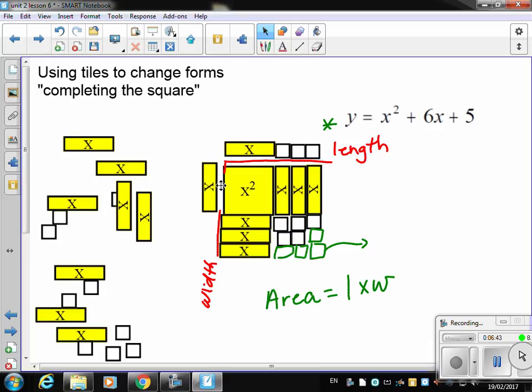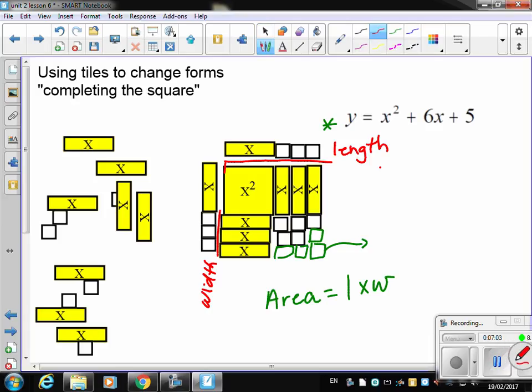And my width is x plus 3. Bear with me here. We're not going to do these little tiles for very long. But I have this little bit extra. So looking at my area diagram, I can say that x squared plus 6x plus 5 equals x plus 3 times x plus 3, but we kind of overdid it. So take away 4, because these 4 I kind of didn't really fit in there. I had to add them on the end. I could write that as x plus 3 squared subtract 4.